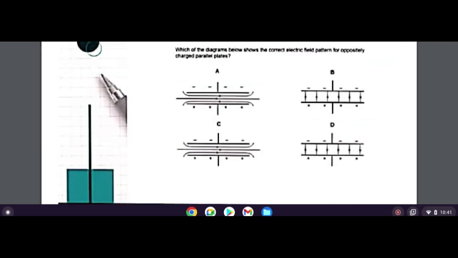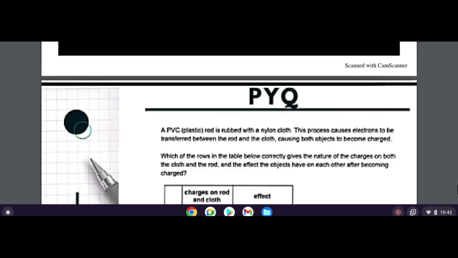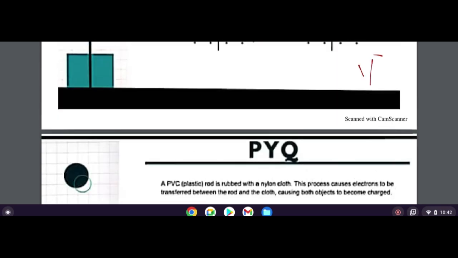Which of the diagrams below shows the correct electric field pattern for the positively charged particle and parallel plates? Sorry. Which one? According to their sign. Option number B. B. Very good. That is the correct answer. This is a positive going towards the negative. Very good. And you also get here 1.